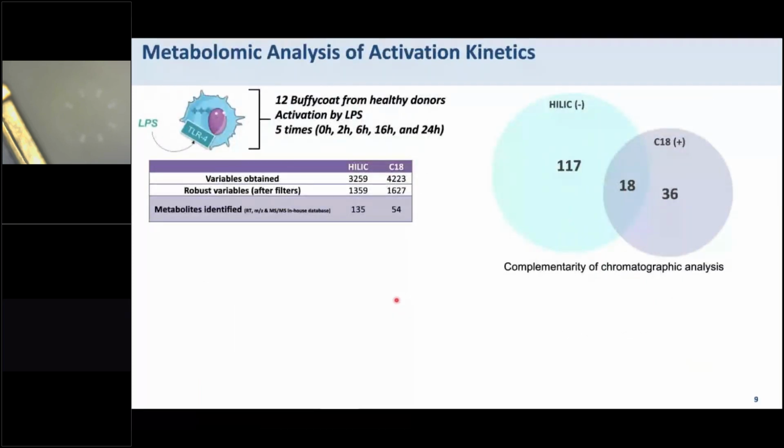The first experiment that we conducted was a kinetic over 5 time points on 12 buffy coats from healthy donors. During a single run, we were able to observe more than 3,000 robust variables, thanks to the use of these two chromatographic analyses, and more than 200 metabolites at a high level of confidence, thanks to the use of MS2 identification with an in-house database.